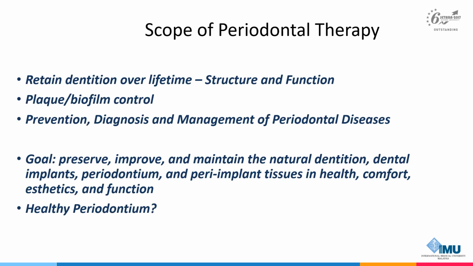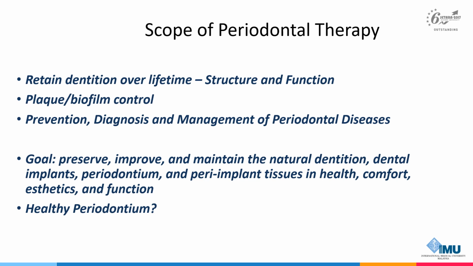Let's go to the first aspect, which is called the scope of periodontal therapy. Why do we need periodontal therapy? It is to help retain the dentition in structure and function over their lifetime. Research has shown that this is possible with continuing periodontal care. Also, to have good and reasonable plaque control. So periodontics is a specialty of dentistry that encompasses prevention, diagnosis and treatment of diseases of the supporting and surrounding tissues of teeth and dental implants.